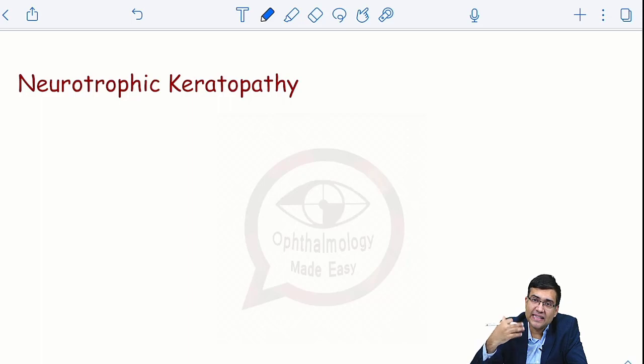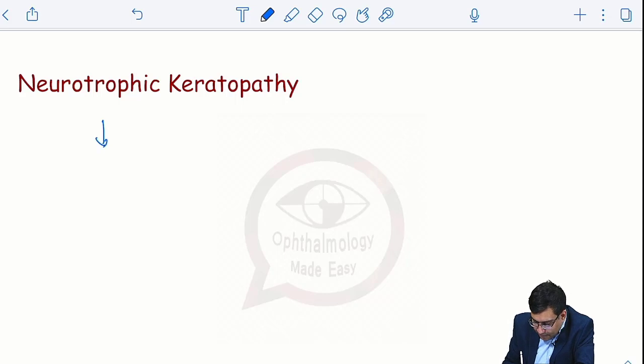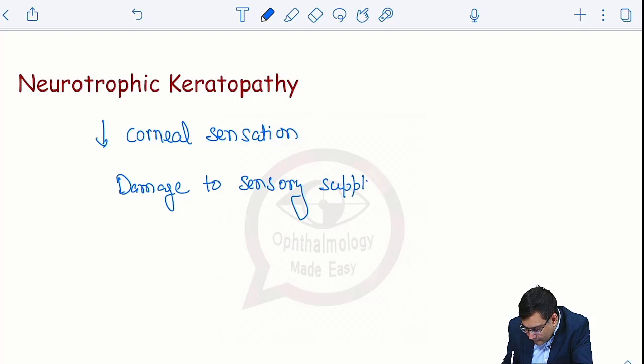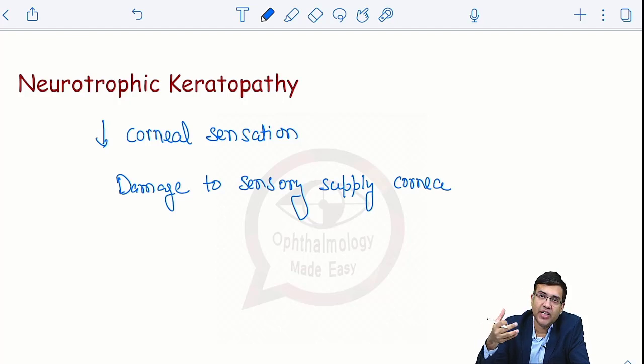What happens is that in some cases, like in a viral keratitis, we have decreased corneal sensations, and these decreased corneal sensations basically are because of the damage to the sensory supply to the cornea. Okay, so it is decreased corneal sensations due to damage to the sensory supply to the cornea by the trigeminal nerve, the nasociliary nerves.